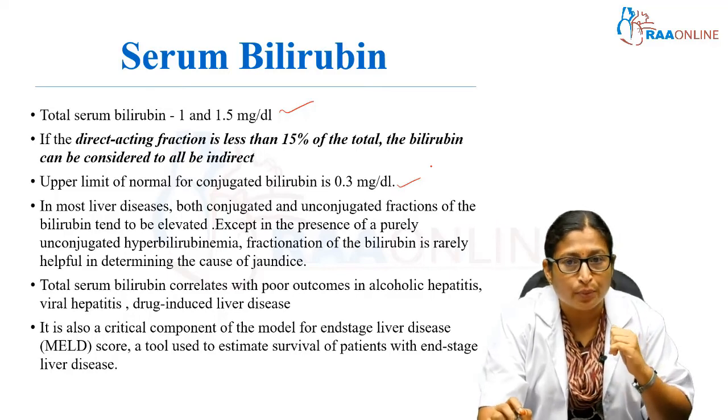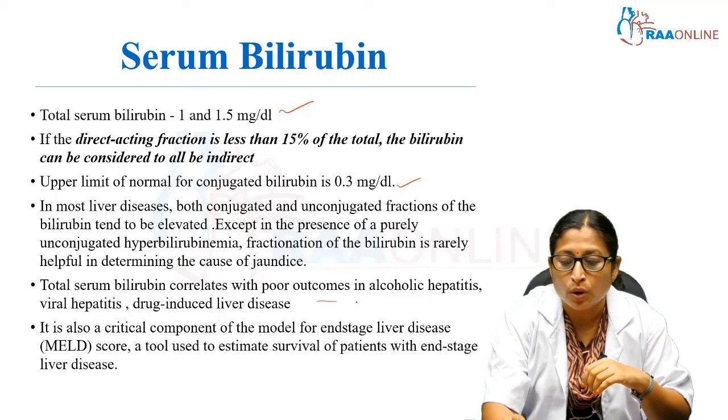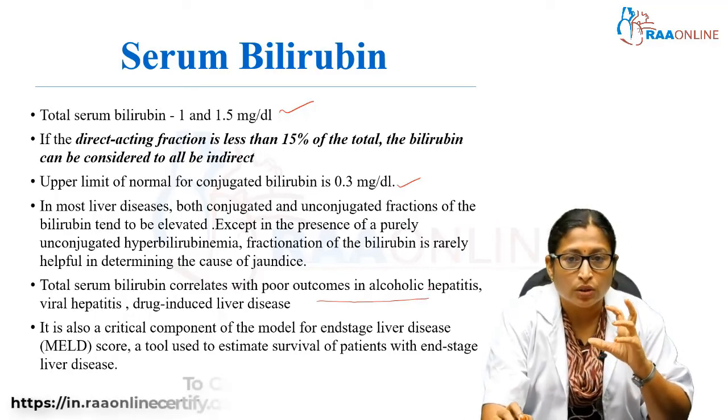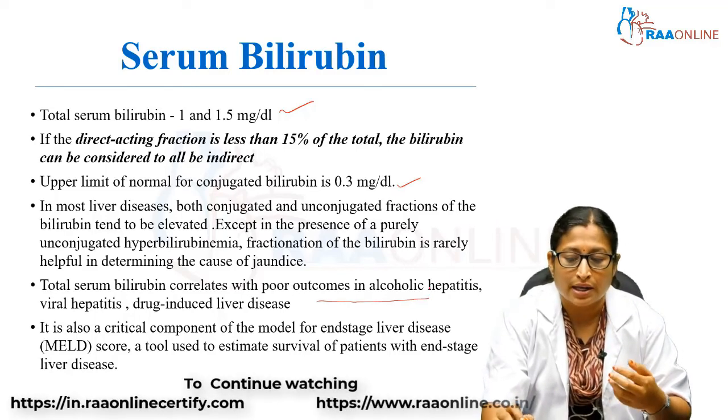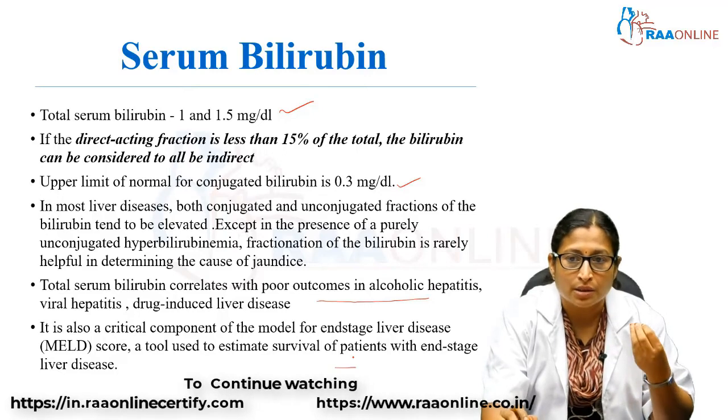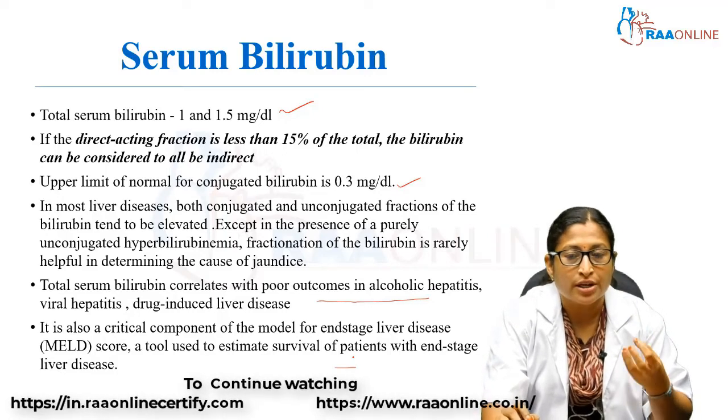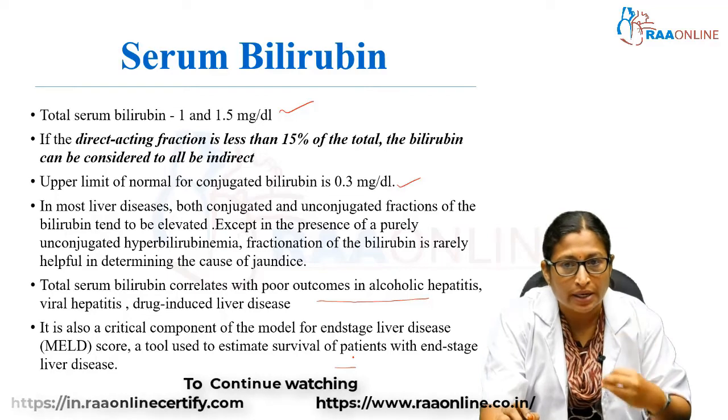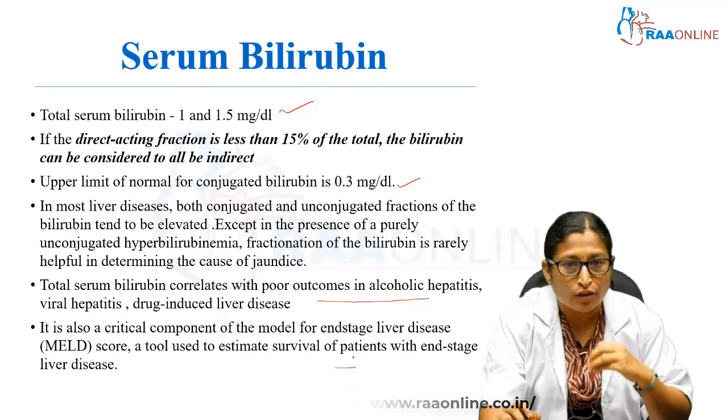But then why is it important? It correlates with a poor outcome. For disease outcome, there are various scores like the MELD score or the Maddrey's discriminant score. These scores use bilirubin as a component to estimate the survival of the patient.